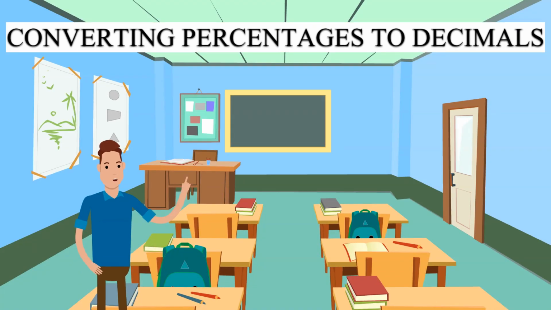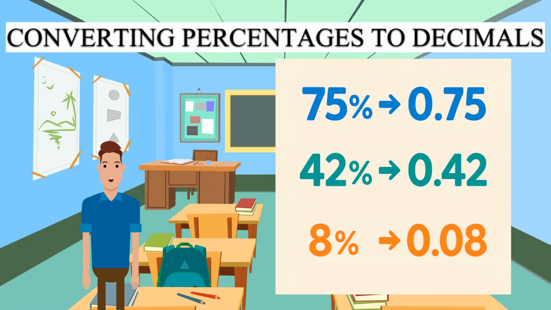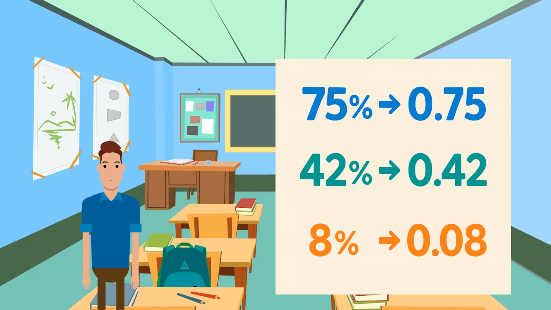To convert a percentage into a decimal, divide by 100. An easy shortcut is to move the decimal point 2 places to the left. For example, 75% becomes 0.75. 42% becomes 0.42. 8% becomes 0.08.